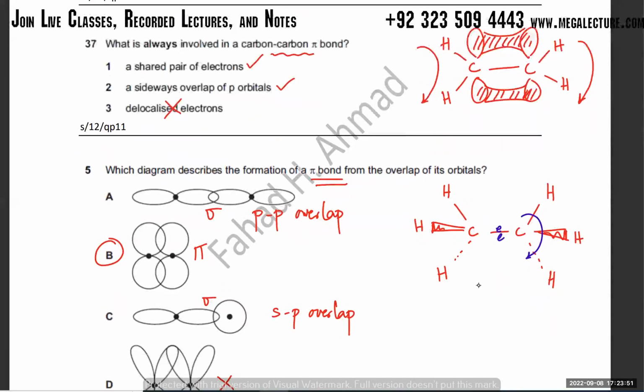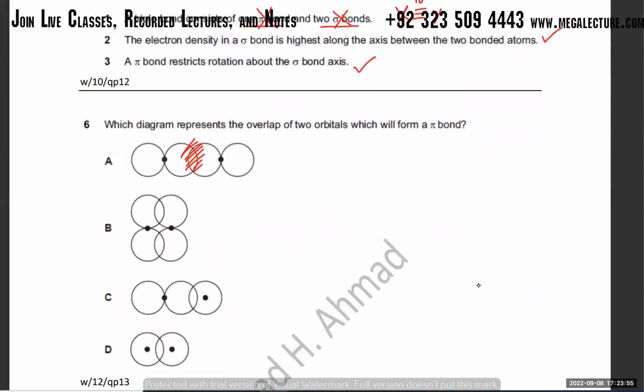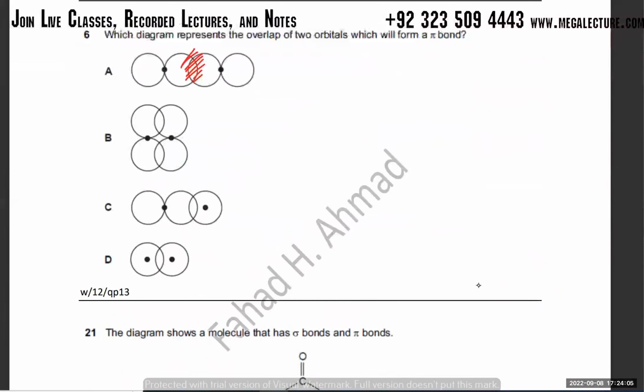अच्छा, so हमारा जो क्वेश्चन था ना वो था कि which diagram जैसे ये वाला the pi bond restricts rotation, that is true. तो ये दोनों करेक्ट है. अच्छा, next one is which diagram represents the overlap of ये PA. ठीक है, that's what a pi bond looks like.